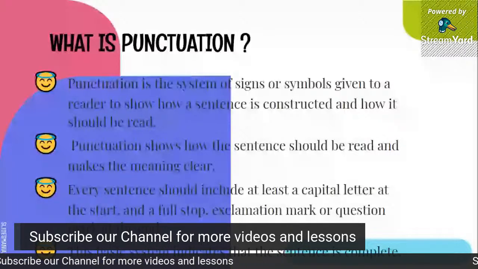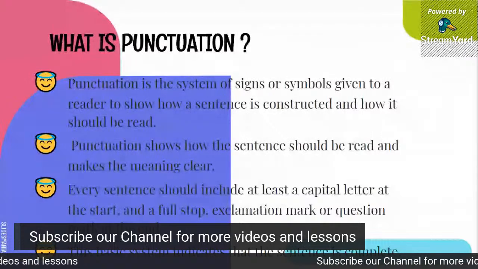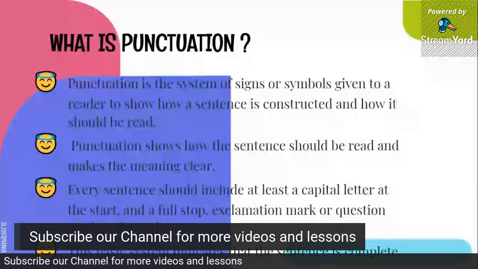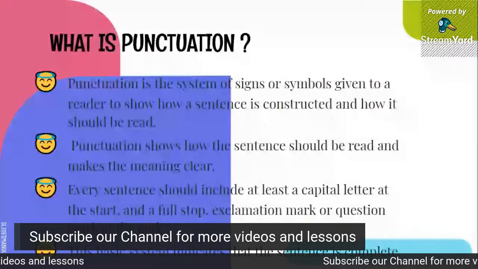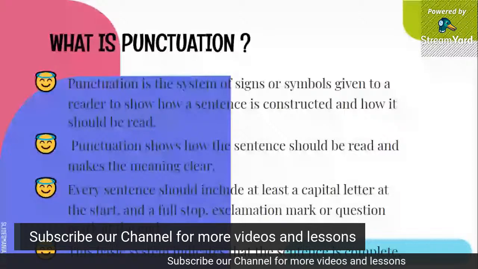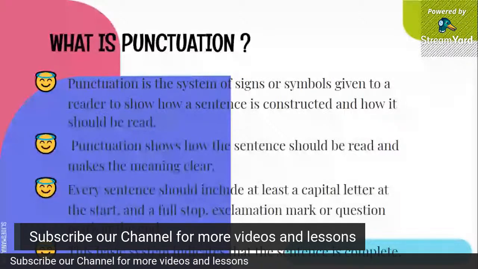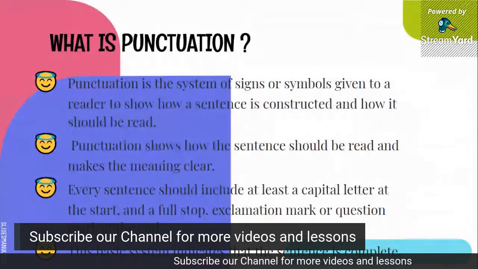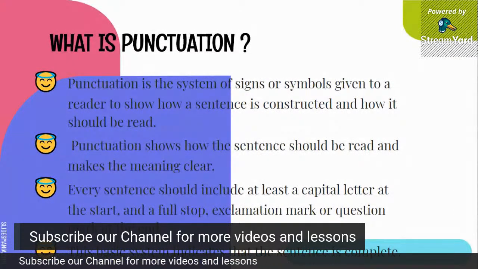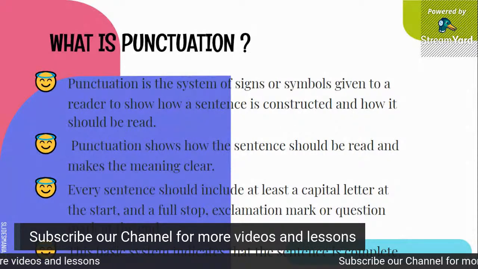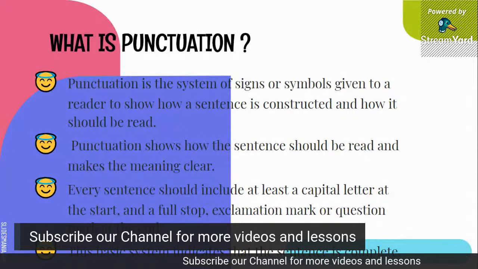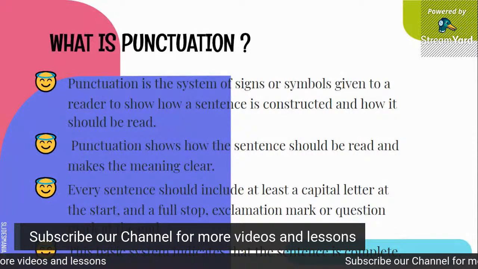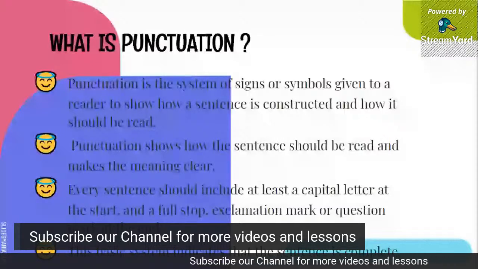Every sentence should include at least a capital letter at the start and a full stop, exclamation mark, or question mark at the end. So it is compulsory for each sentence that we write to have punctuation. Usually we'll be having two punctuations or a pair of punctuations in our sentence. Minimal is we would have a capital letter at the beginning of a sentence and a full stop, an exclamation mark or a question mark at the end of the sentence.